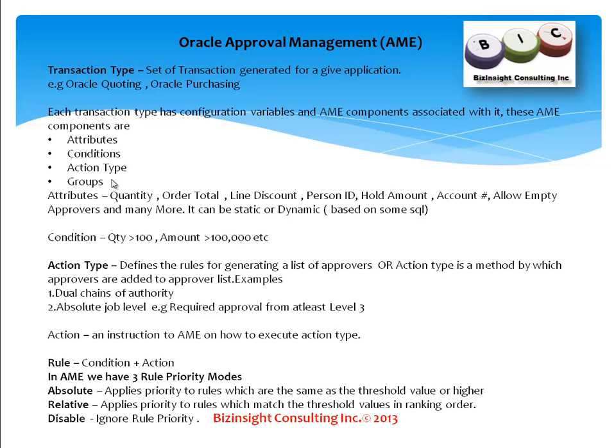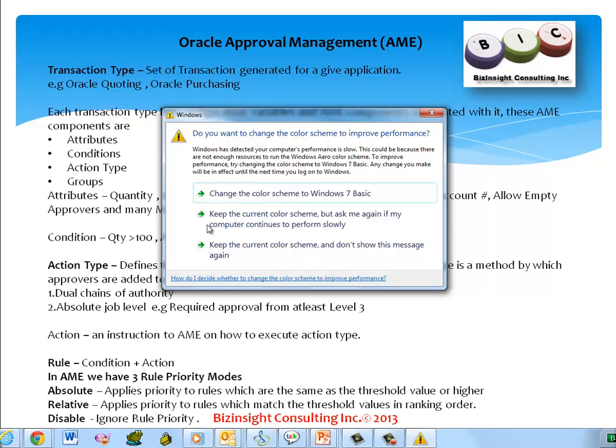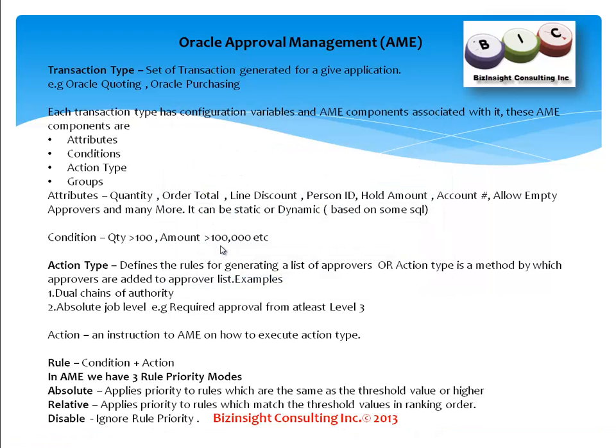Our action type is a method by which approvers are added to an approval list. Like, action type could be a dual chain of authorities, or it could be based on absolute job level. So we can say our action type should be absolute job level. For example, we need approval from at least level 3. That means anybody whose job is at least level 3 and above should be part of this approval process. And then we have something called action.